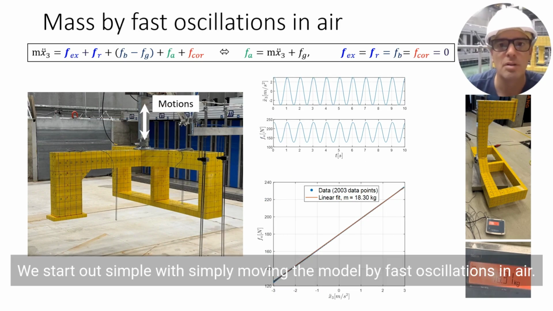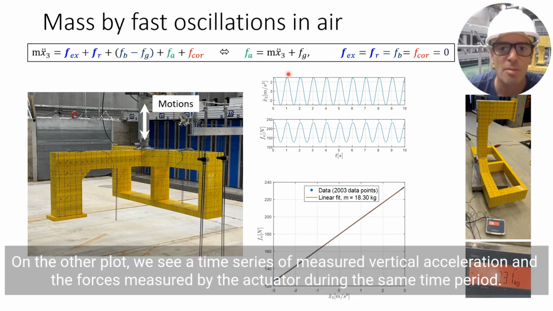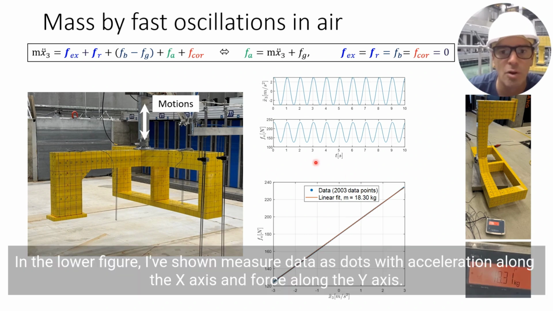We start out simple with simply moving the model by fast oscillations in air. In this case, we'll have only gravity force, and the inertia force will be proportional to the mass. On the upper plot, we see a time series of measured vertical acceleration and the forces measured by the actuator during the same time period. In the lower figure, I've shown measured data as dots with acceleration along the x-axis and force along the y-axis.